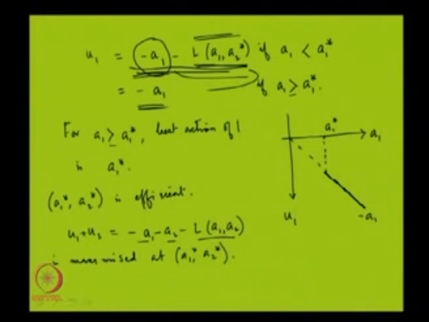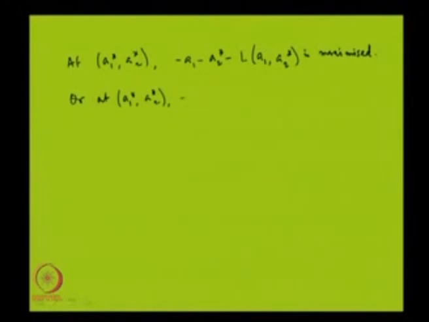Now, if at A1 star and A2 star this is being maximized, what is the inference from that? Which means that, I am just putting A2 star is equal to A2, or this is maximized. It's better to write it this way.